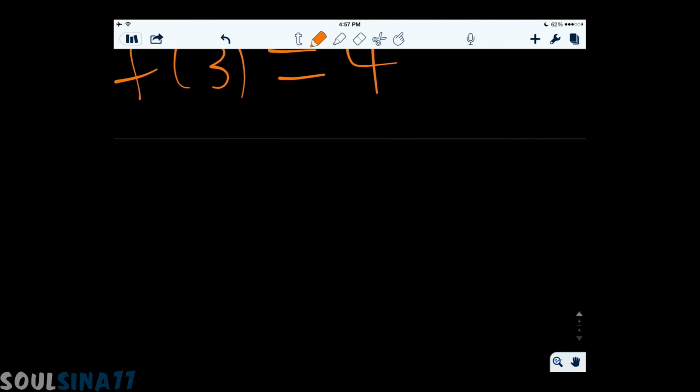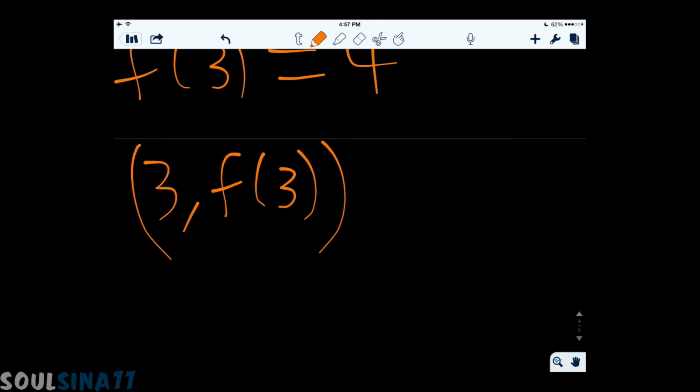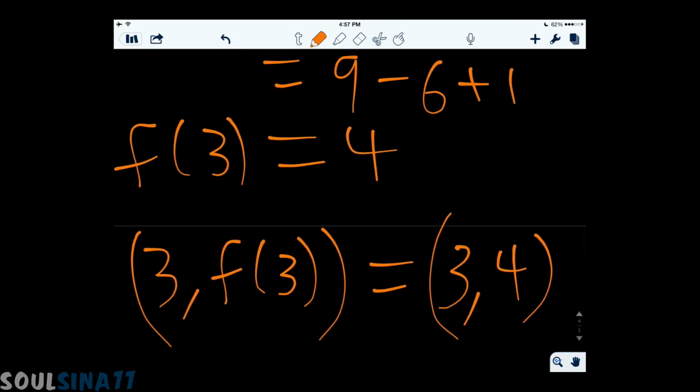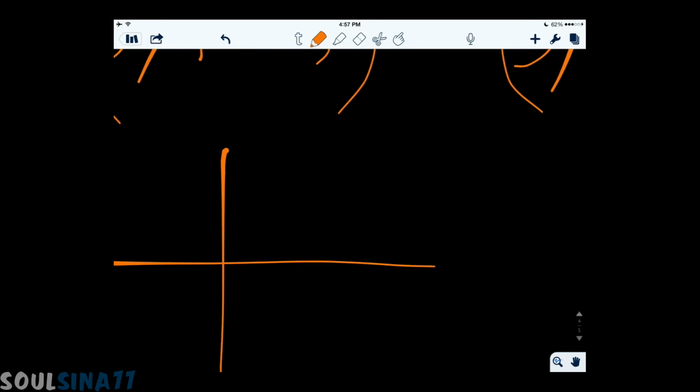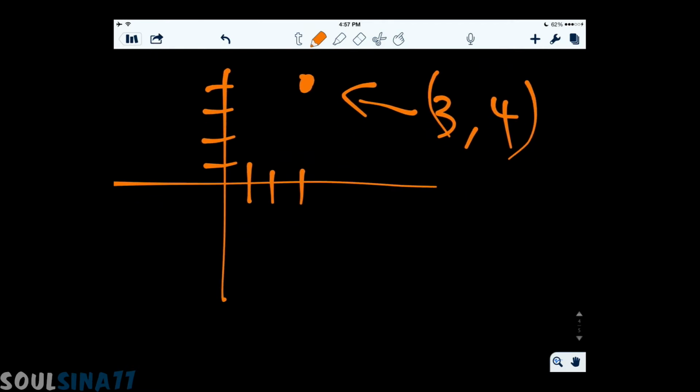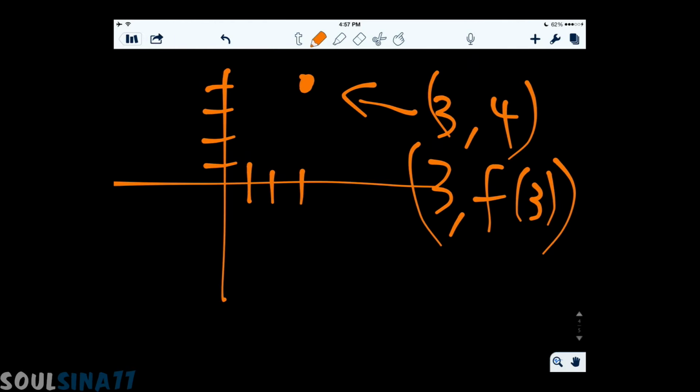So you could say 3 comma f of 3. I'm sure your teacher would prefer you to rather say 3 comma 4. Okay? That's simply what f of 3 means. Okay, so on an xy axis here, this would be your point, because this is 3 comma 4. Or again, 3 comma f of 3. It's all the same. It's all relative, okay?